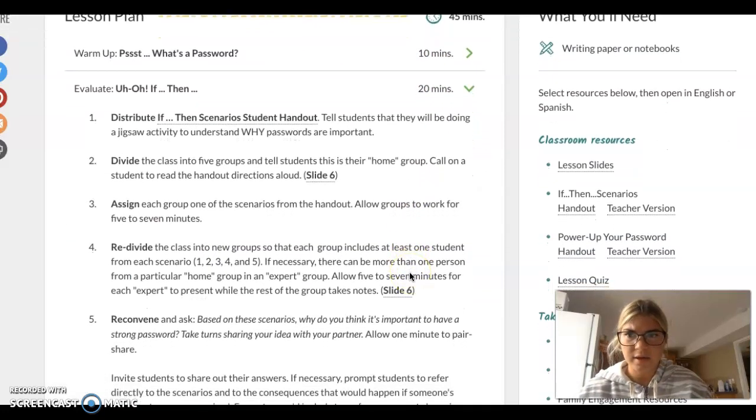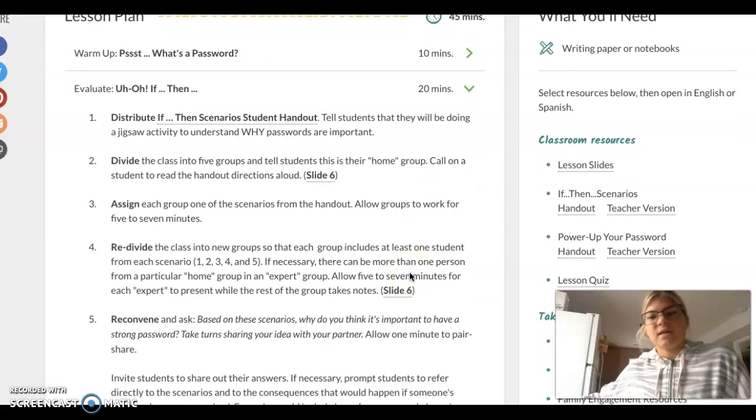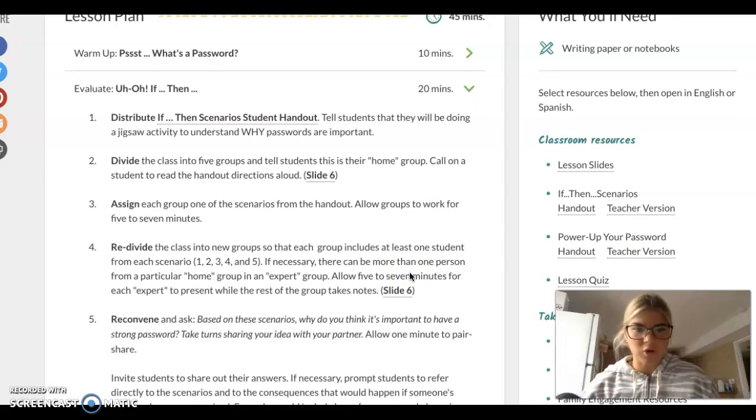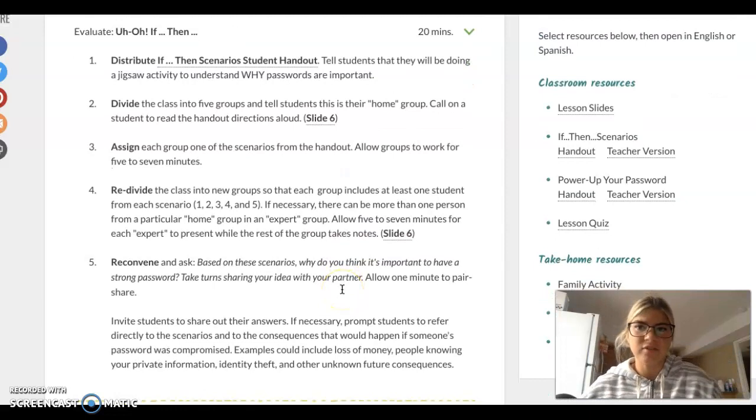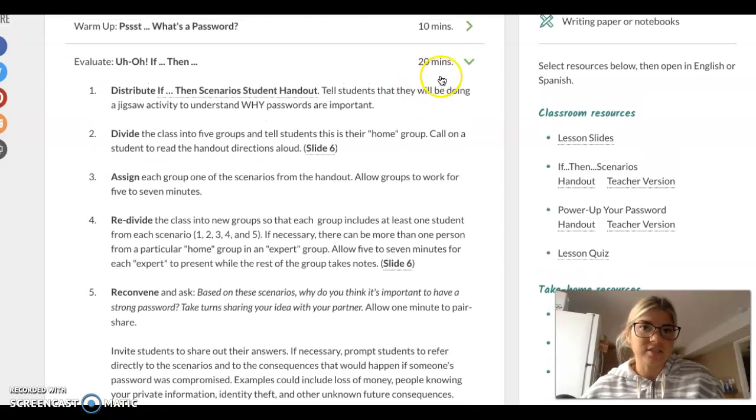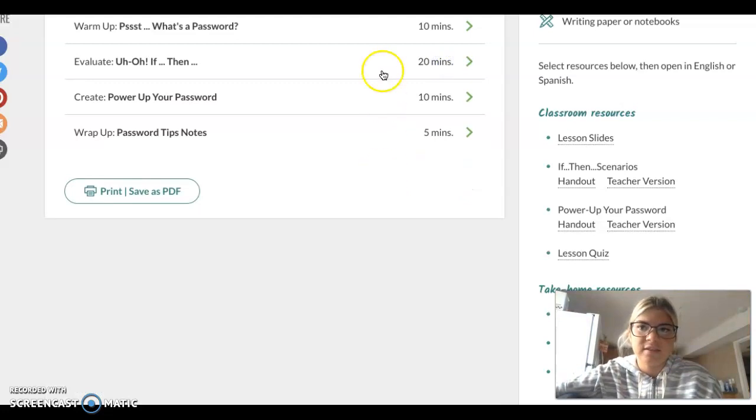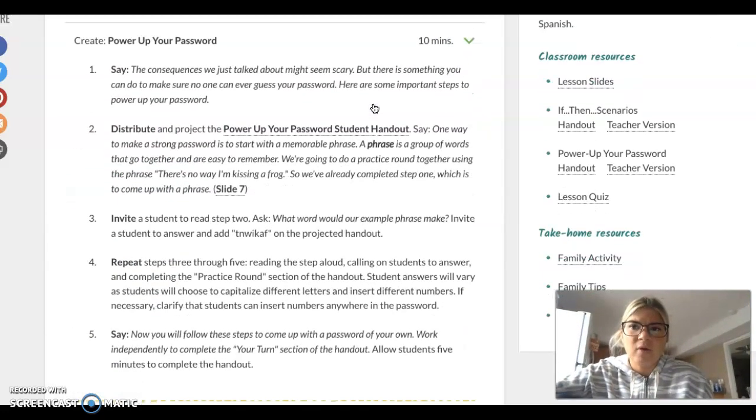And then evaluate. This involves more of the activities. The students get into their home group, and they are given scenarios about password uh-ohs, like if this happens, what they can do. The teacher lets them figure out what they would do in a situation like this, and then they can evaluate that.